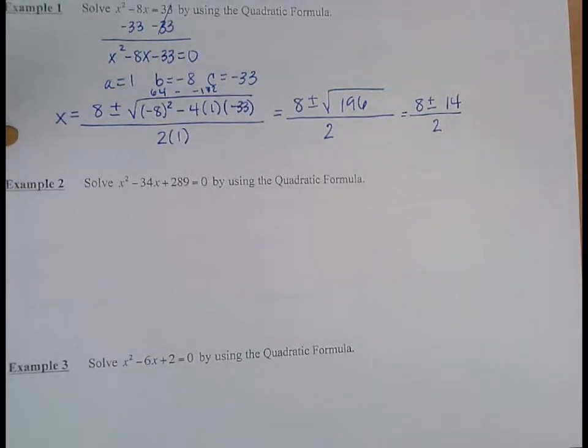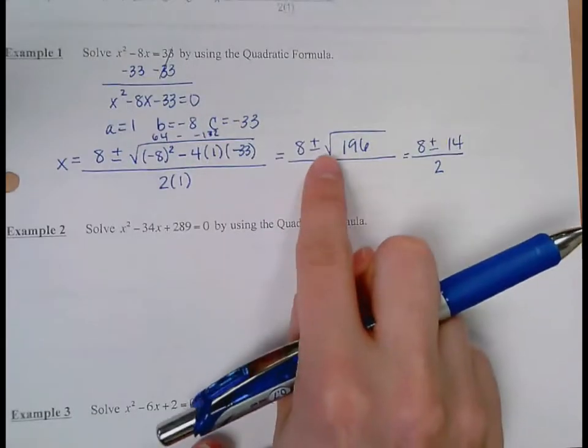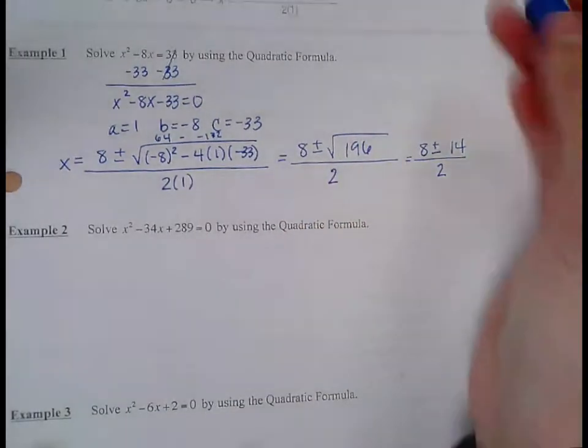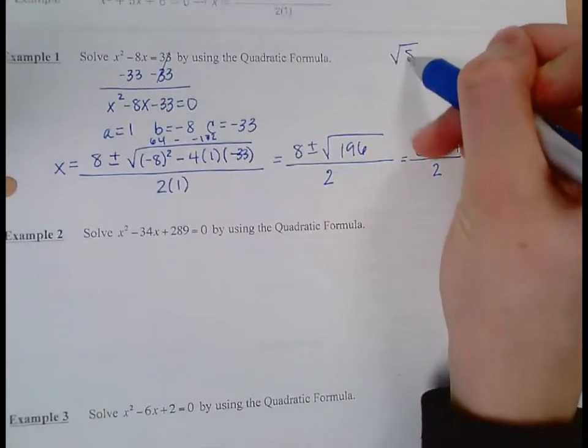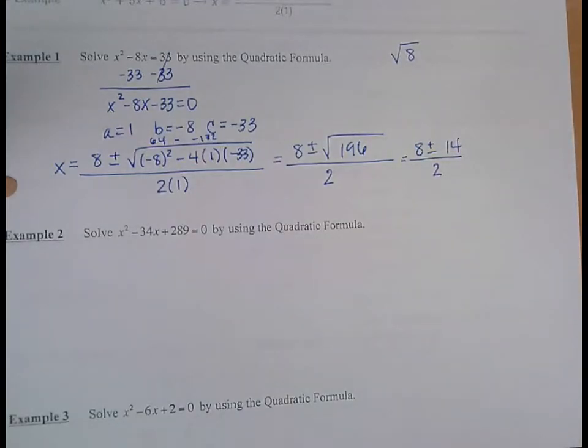Now, what would you do if it wasn't a perfect square? Like, I'll pick a smaller number, not in the hundreds here, but instead of having a perfect square here, what if you had the square root of 8 times what?